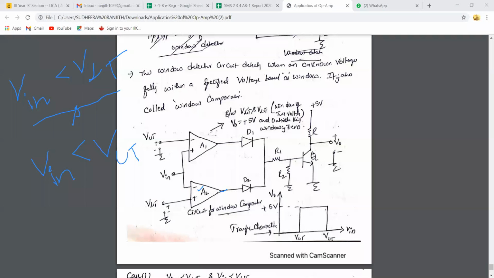Sir, please repeat the question once. What is the output of A2 when V in is less than VLT? A2 is the second comparator. What is the output of the comparator when V in is less than VLT?